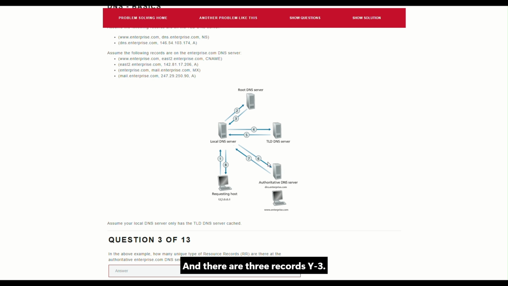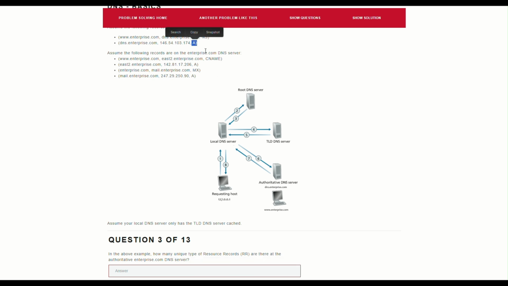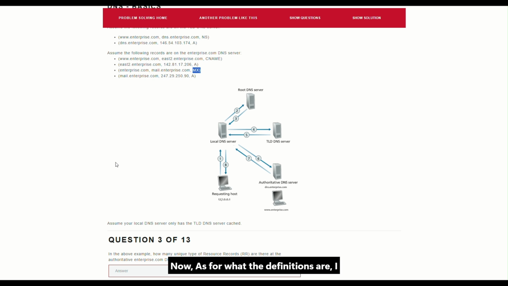So, how many unique types of resource records are there at the authoritative enterprise.com DNS server? There are 3. Why 3? There are 4 unique records overall: A, NS, CNAME, and MX. As for what the definitions are, I do not know. All I know is that there are 4 types of resource records. How many are there in the enterprise DNS server? There are 3 unique, because A is duplicated twice. So there are 3 unique resource records: CNAME, A, and MX. So it's 3.